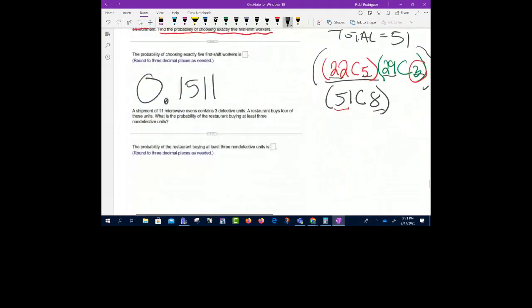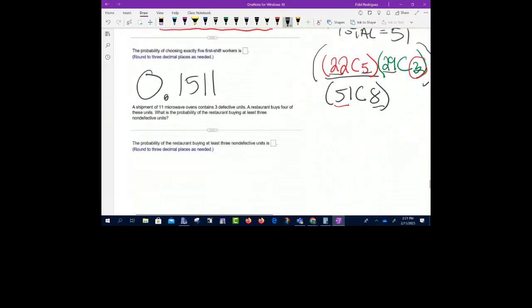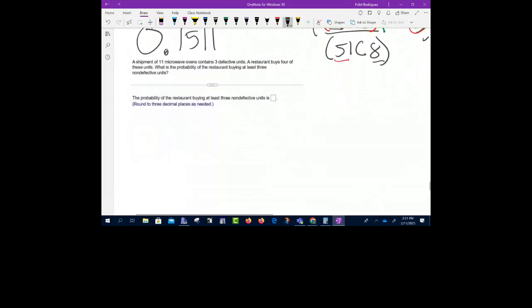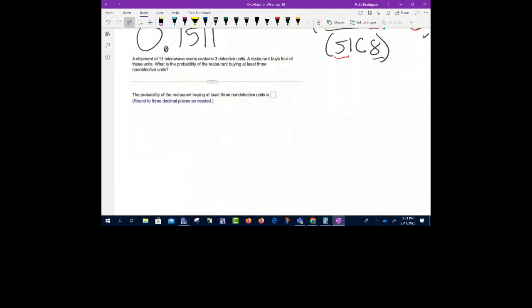All right, so y'all, I'm going to scroll down a little bit further here in my list. And this problem is similar to the one we just did. We have a shipment of 11 microwave ovens, and out of that shipment of 11, 3 of them are defective. That means 3 of them don't work. A restaurant is going to buy 4 microwaves. What's the probability of them buying at least 3 non-defective units?